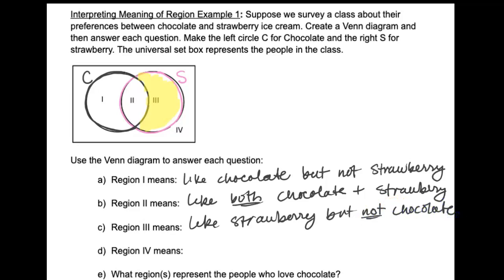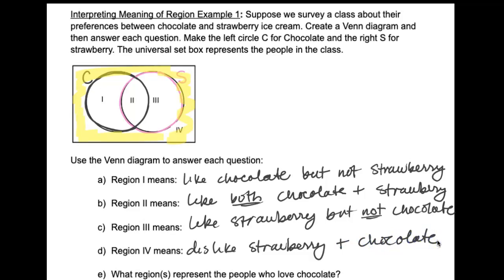Okay, and then last we're looking at region 4, and that would be on the outside. And so if it's on the outside of the circle, that would be students who don't like strawberry or chocolate. So you could say they dislike strawberry and chocolate. Okay, so now let's go to part E.